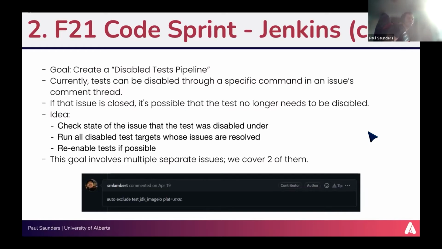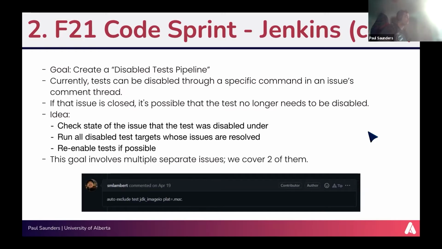There's no way to remove that disabling. And so what we wanted to do was constantly query the Git API. If a test was disabled and the issue for that disable is closed, then it's possible that the test that was disabled no longer needs to be disabled, right?